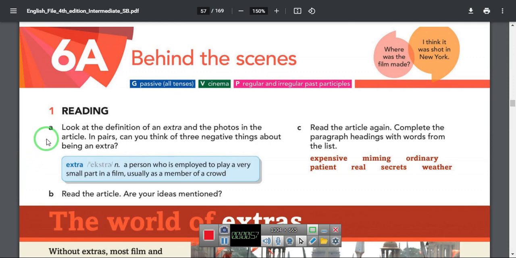Look at the definition of an extra and the photos in the article in pairs. Can you think of 3 negative things about being an extra?